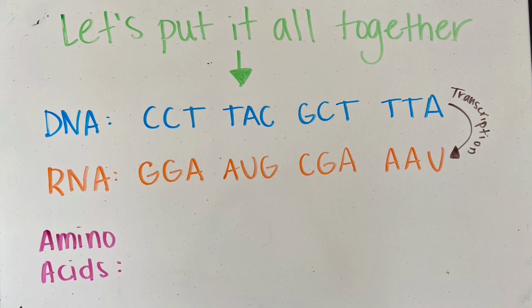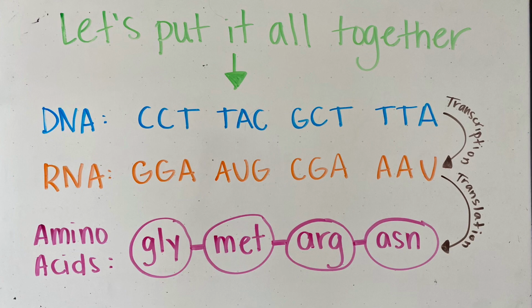Now let's check to see if you have your amino acids correct. If you used your chart correctly, you would have gotten GLY, followed by MET, followed by ARG, and lastly ASN. The RNA to amino acid process, remember, is translation.